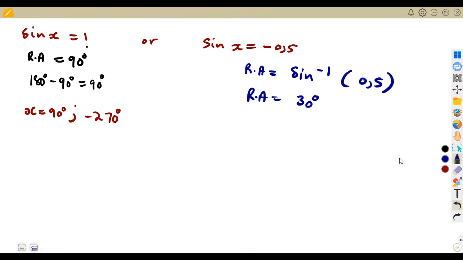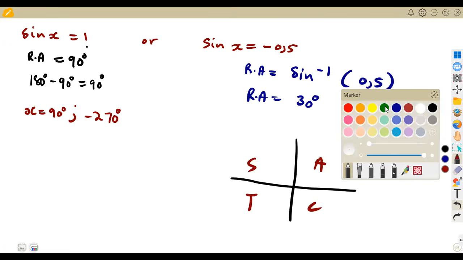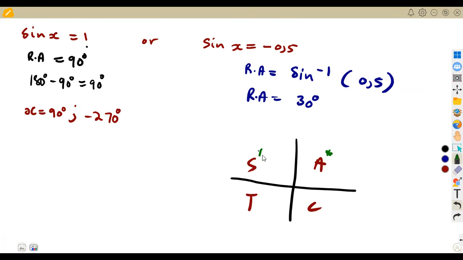So where do we have our sine being negative in this case? We want the quadrant where sine is negative. From the CAST concept, sine is negative where we do not have S. In the first quadrant, it's positive. In the second quadrant, it's also positive. So sine is negative in the third and in the fourth quadrant. How do you find the exact angle in the third quadrant? Remember, in the third quadrant, you add the reference angle to 180 degrees.